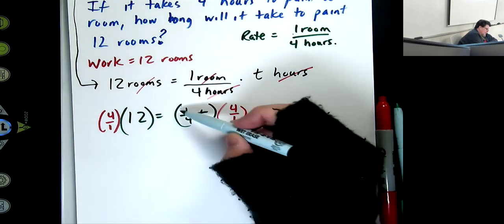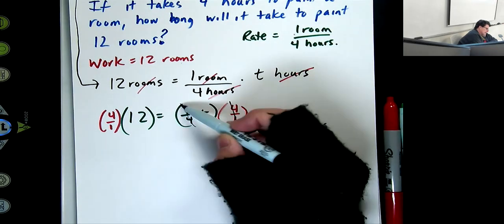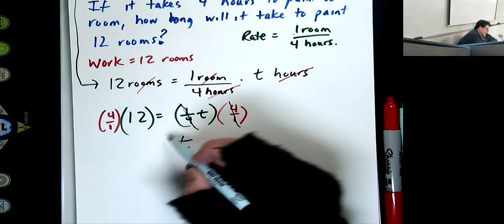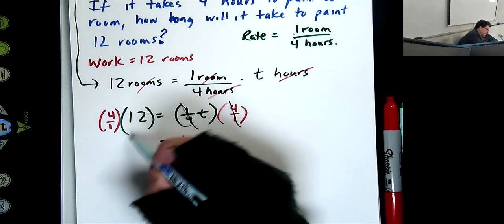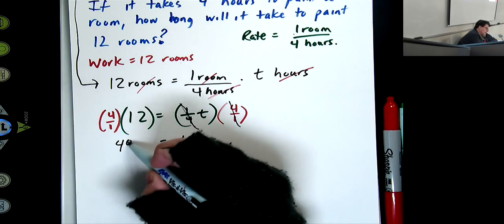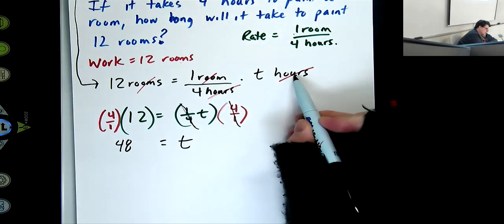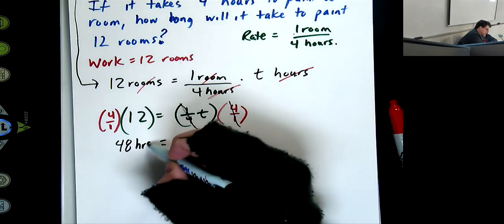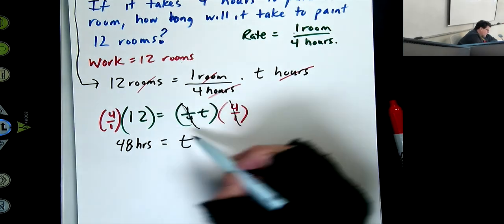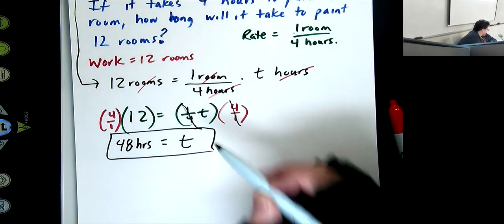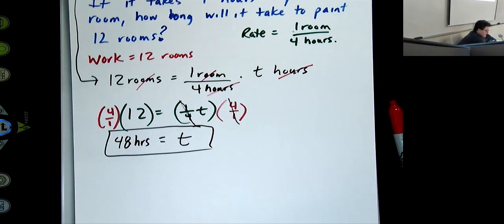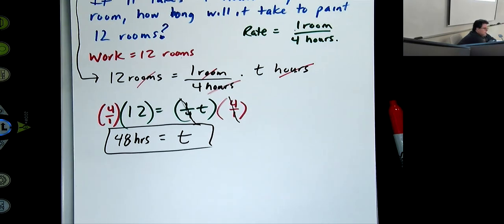Here, my 1/4 and my 4 over 1 cancel out, and I'm just left with T. On the left side, I've got 4 times 12 is 48. And T was measured in hours, so this is 48 hours. That's a very simple problem. We're going to do a more complicated one in a second.